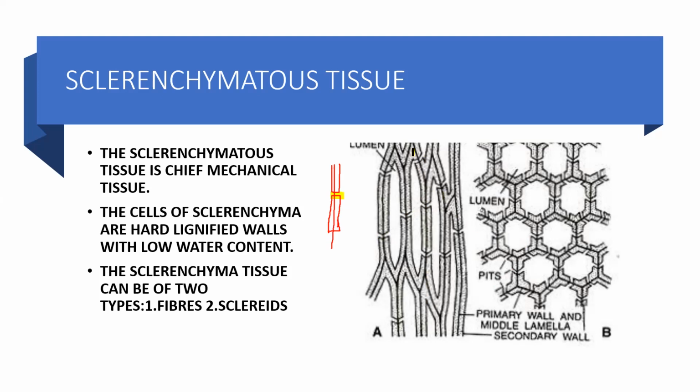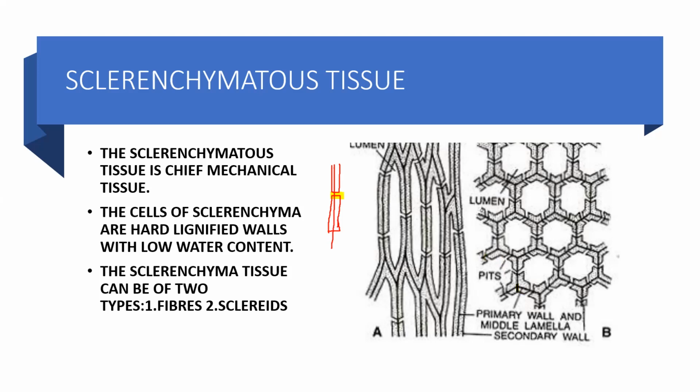Now, this is the longitudinal section of the sclerenchyma cells, and this is the transverse section. We can see here, these are elongated cells which are tapered at the ends. Again, this is an elongated cell. They are interlocked with each other. And these unthickened areas present on the thickened wall are called simple pits, and they provide flexibility to the tissue.